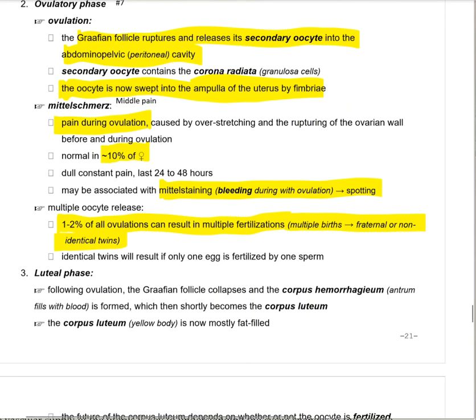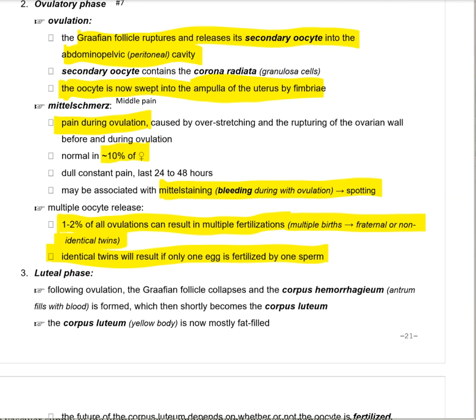Identical twins would result if one egg is fertilized by one sperm, and then it divides and separates, and then both of them implant. That way you have two individuals with the same genetic material implanted in different places in the uterus, and then you get identical twins.